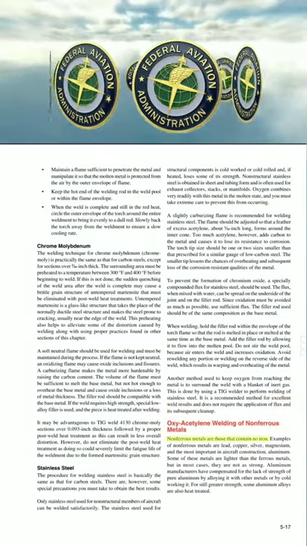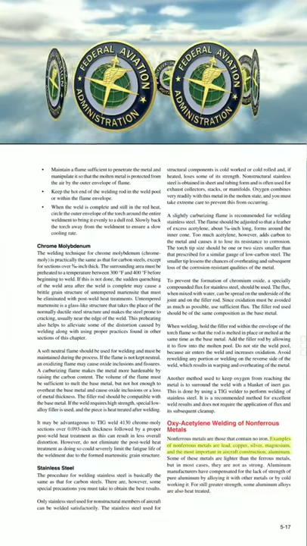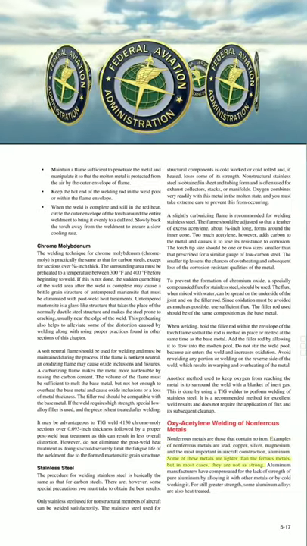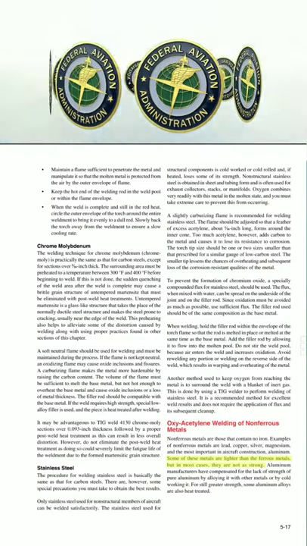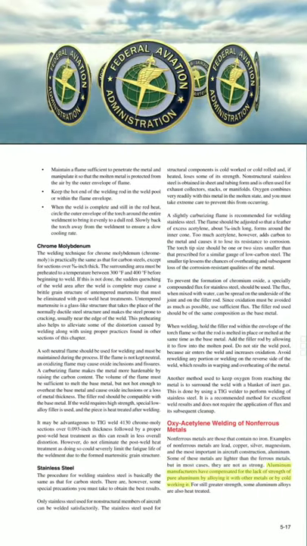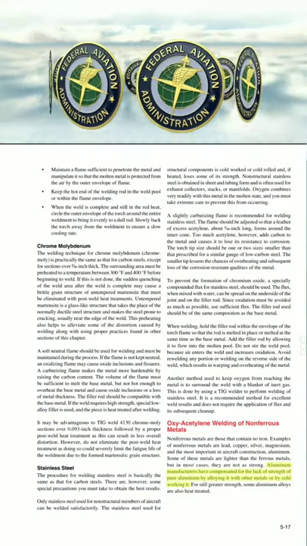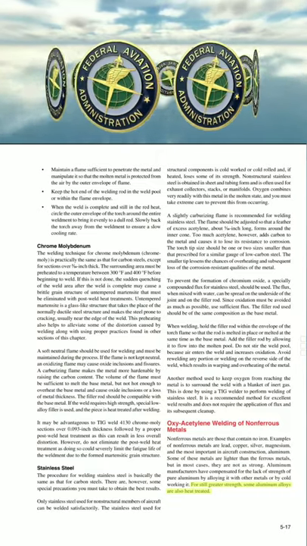Non-ferrous metals are those that contain no iron. Examples of non-ferrous metals are lead, copper, silver, magnesium, and the most important in aircraft construction, aluminum. Some of these metals are lighter than the ferrous metals, but in most cases, they are not as strong. Aluminum manufacturers have compensated for the lack of strength of pure aluminum by alloying it with other metals or by cold working it. For still greater strength, some aluminum alloys are also heat treated.